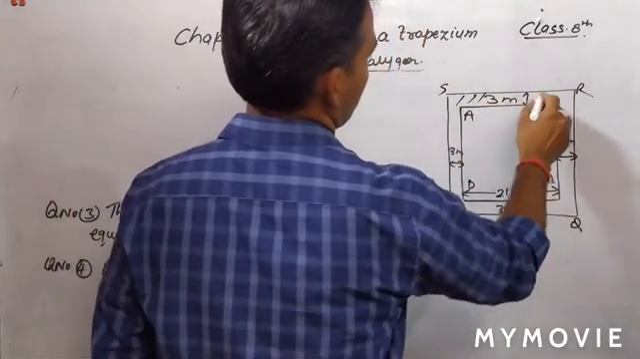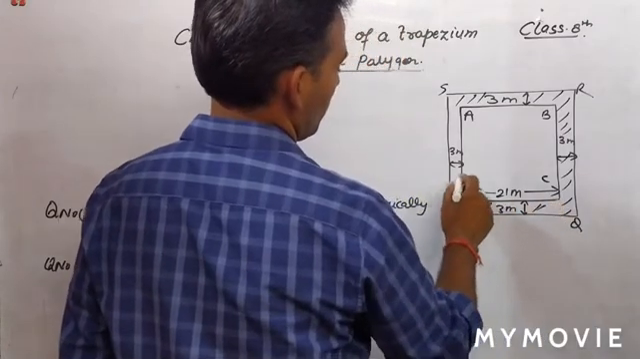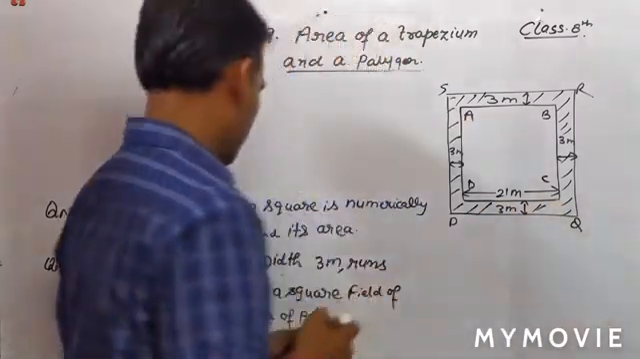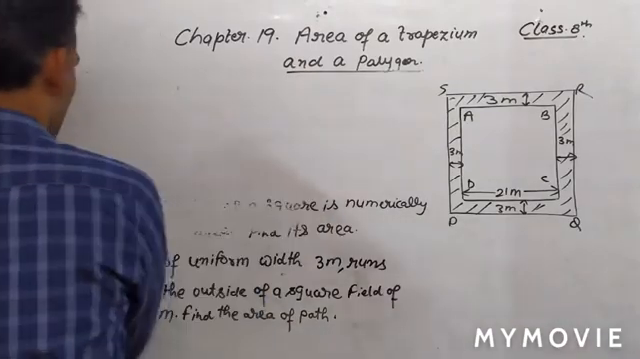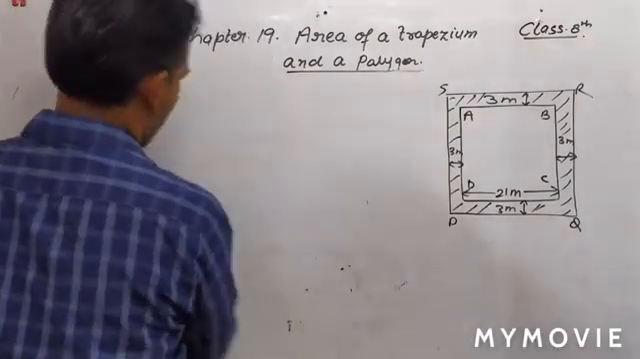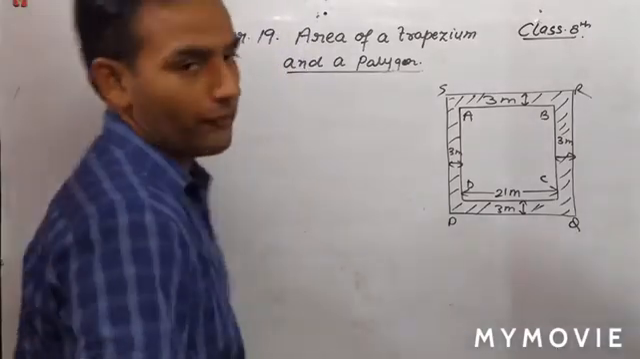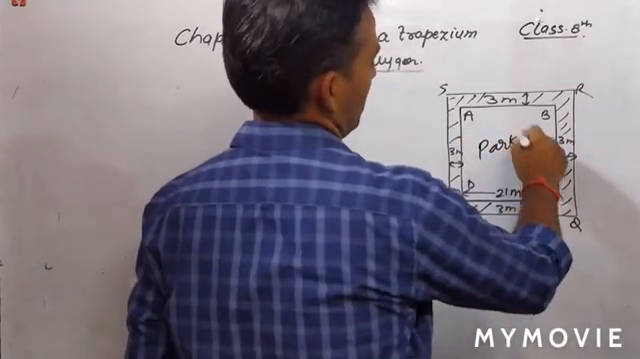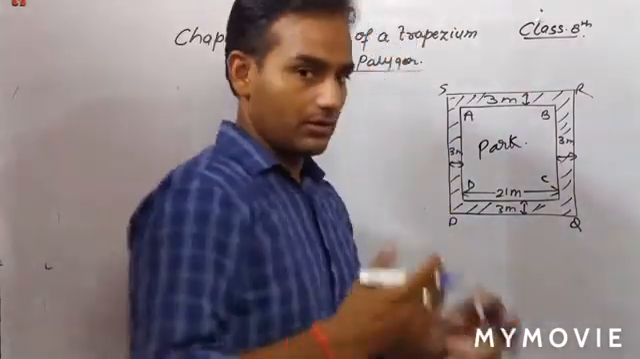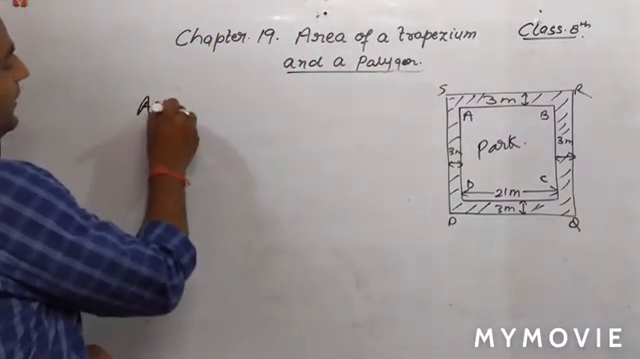This is path, that is rasta, to travel around or to move around. Now the question is asking to find the area of the path. You have to find the area of the path. Very easy. For this question, first of all, you will find the area of the inside. This is park. This is park with the path, that is rasta.